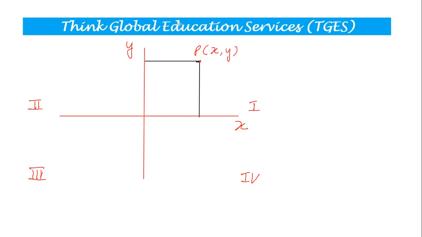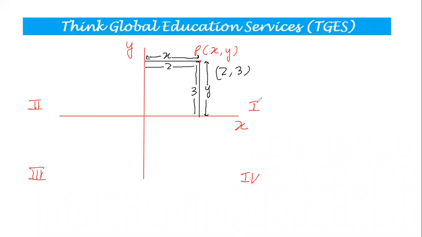So that's how we plot the points. This distance is x and this distance is y. That's how we plot points inside the quadrant. For example, if the point is 2, 3, that means this distance is 2 and this distance is 3. That's how we plot a particular point inside a quadrant.